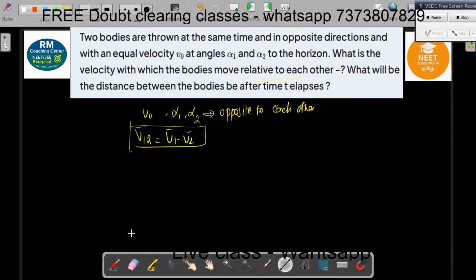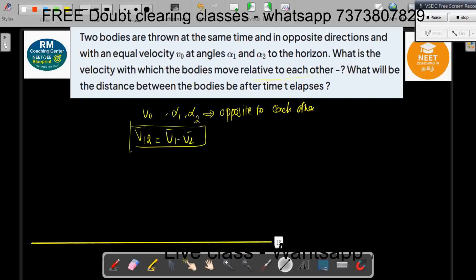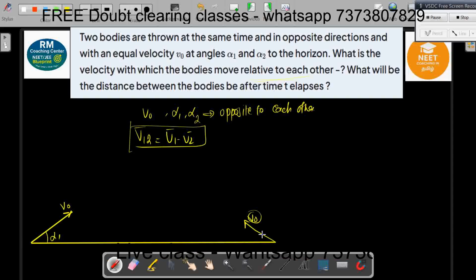So here I draw the projectile. One projectile is thrown like this, with the horizontal angle alpha 1 and velocity v naught. Another projectile is thrown like this, with equal velocity but a different angle. This is projectile 1, this is projectile 2. Projectile 1 moves like this, projectile 2 moves like this. In the question, we need to find the relative velocity between projectiles 1 and 2.